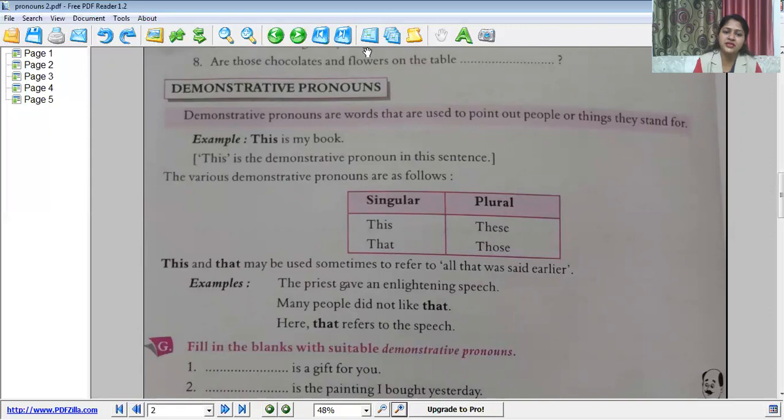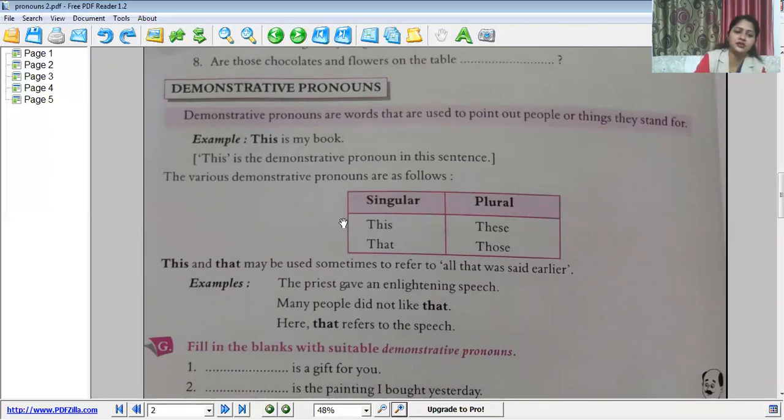Okay, this and that may be used sometimes to refer to all that was said earlier. Now let's see. The priest gave an enlightening speech. Many people did not like that, to specify. Here that refers to the speech. So there are times when this and that are used for all that was said earlier.